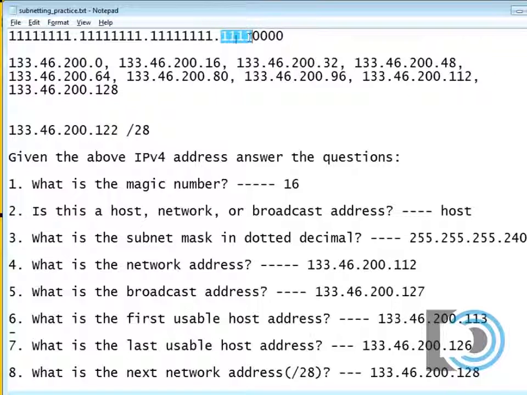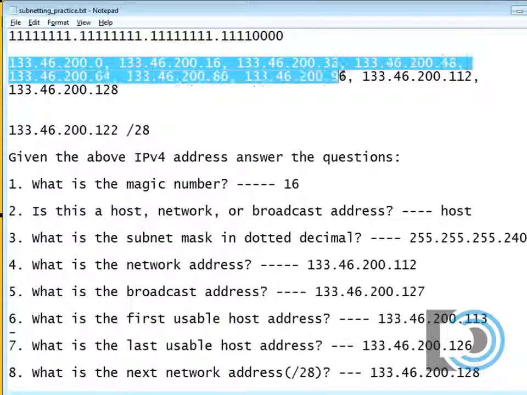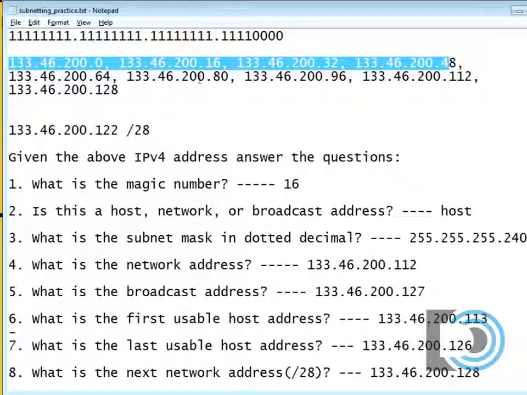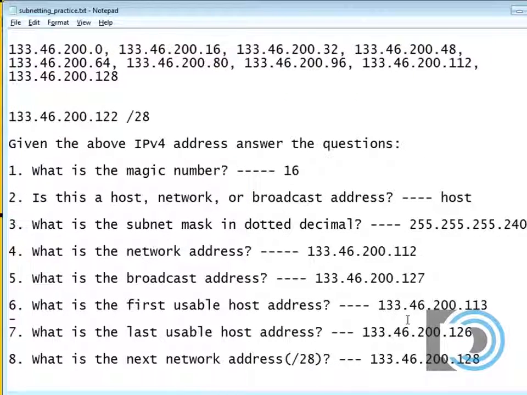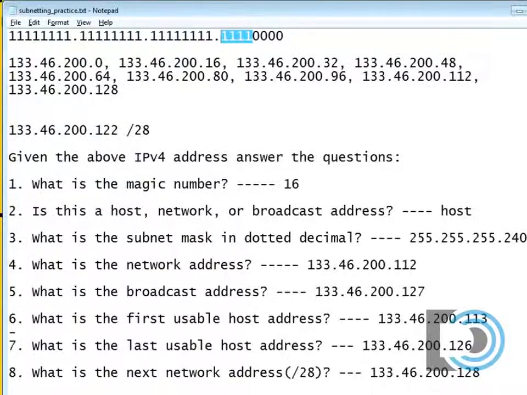How many subnets are we going to have in this network? Well, we've got how many ones? 4. 2 to the 4th power is 16, and there's 16 subnets. Take a look: 1, 2, 3, 4, 5, 6, 7, 8, 9, and if I keep going up by 16, there'll be 16 subnets. So the magic number tells us a lot. How many hosts are in the network, and it tells us also how many networks there are. This is important to be able to do and be able to answer these questions quickly and effectively.